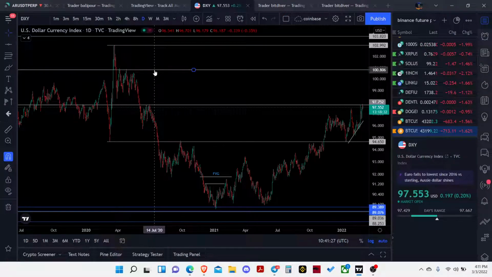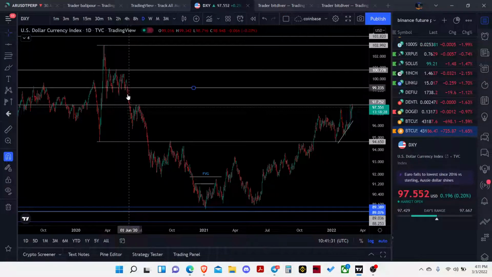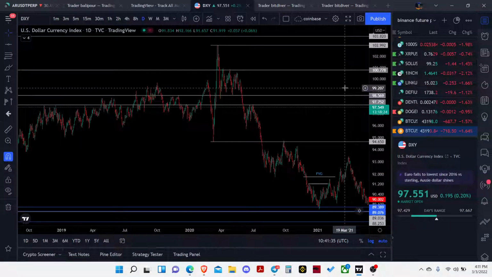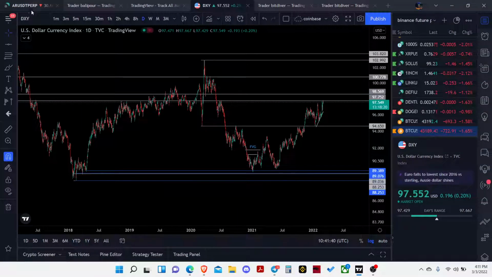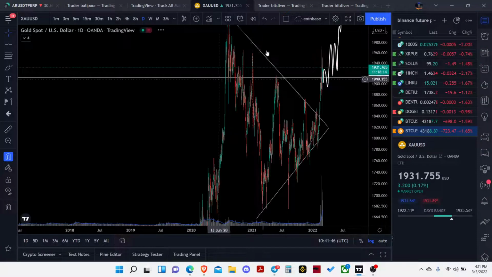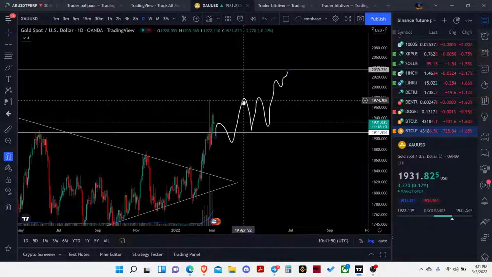This area is going to be a resistance. Yeah, another resistance area. So the next major thing is gold. Whenever there is big uncertainty in the market, gold is going to pump up.